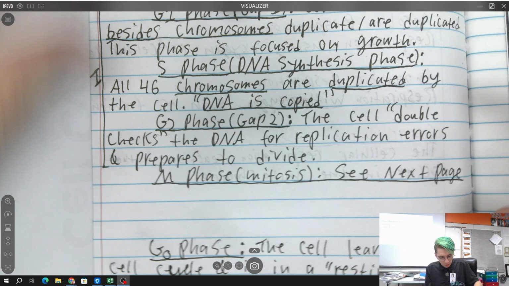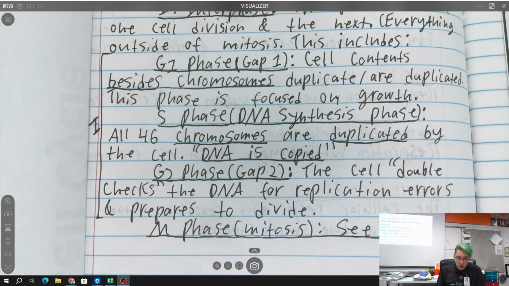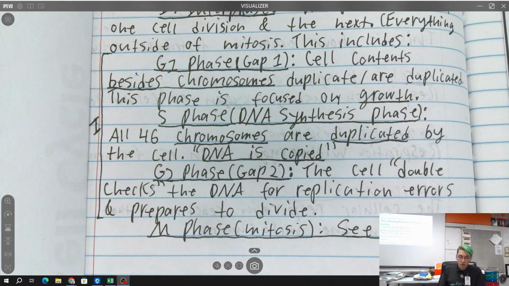Then, in our G2 phase, think growth again. The biggest difference is that this one is double checking DNA for replication errors and it's preparing to divide. Let's look at our last two big pieces. That is interphase. The only thing outside of interphase, or only two things outside of interphase really, is mitosis, which we're going to look at the next page, and then our actual G0, which is where it's leaving and it's not preparing for division, it's not dividing, it is just outside the cell cycle completely.